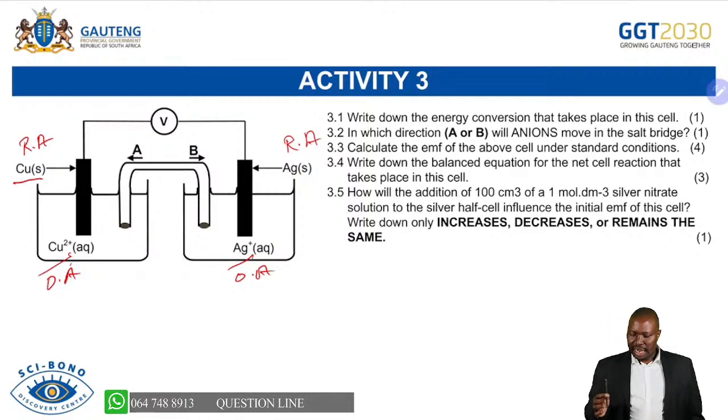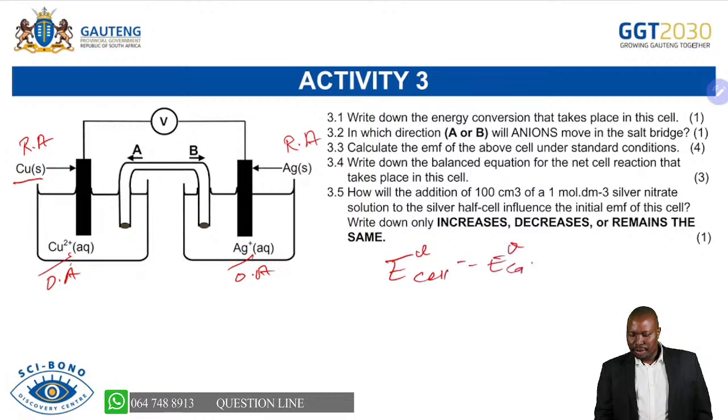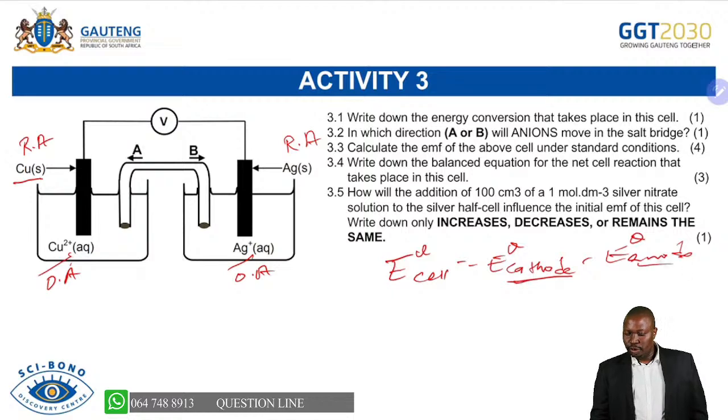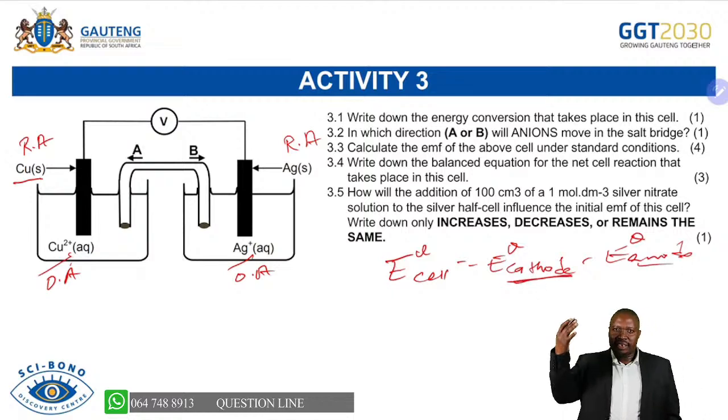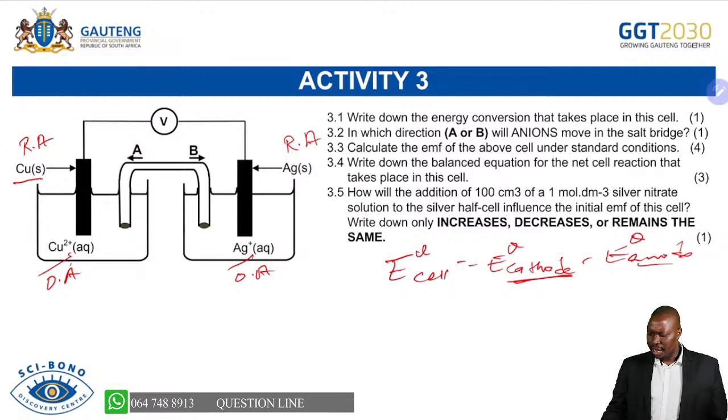Already I showed you the data sheet to calculate the EMF of a cell. EMF of a cell is given as E cathode minus E anode. So immediately when we go to the table, we identify the cathode and the anode. Remember, the cathode is the one with the highest standard reduction potential. The more positive one is the cathode.